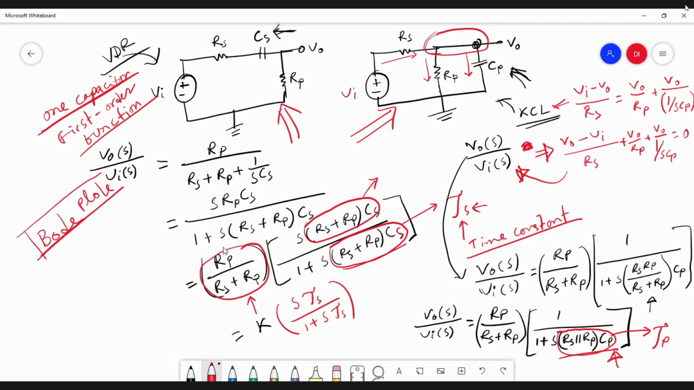Bode plot is basically what we started earlier, in the first slide. In the first slide, what did we do? We plotted the gain versus frequency.